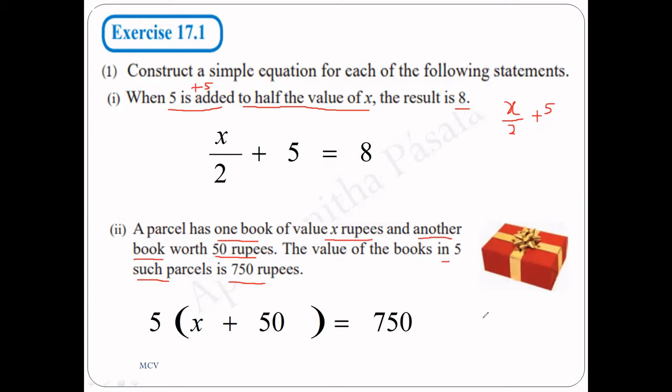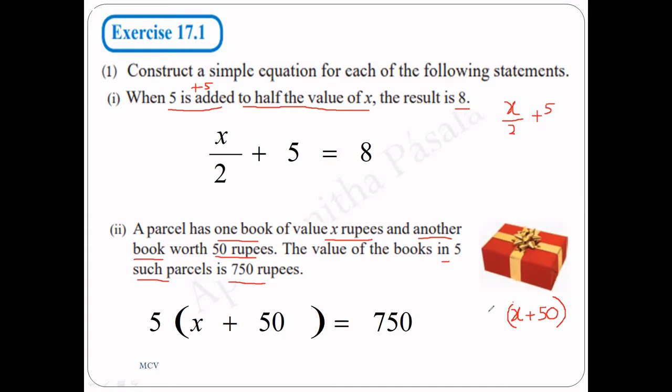So in this parcel, the worth of the parcel is x plus 50. Both are in the same parcel, so you can put brackets. Now we need 5 such parcels.